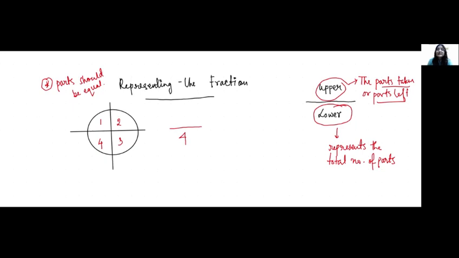Now, how many parts do I have at this moment? I see I have 1 part, 2 parts, 3 parts, 4 parts. So the upper number is 4. I have 4 parts out of the 4 parts of the circle. That means I have the whole circle. Yes or no?